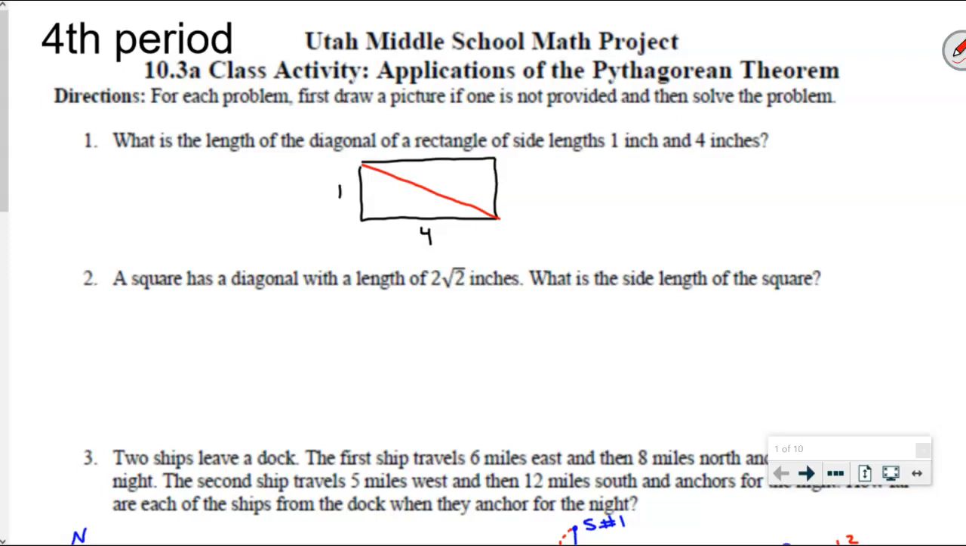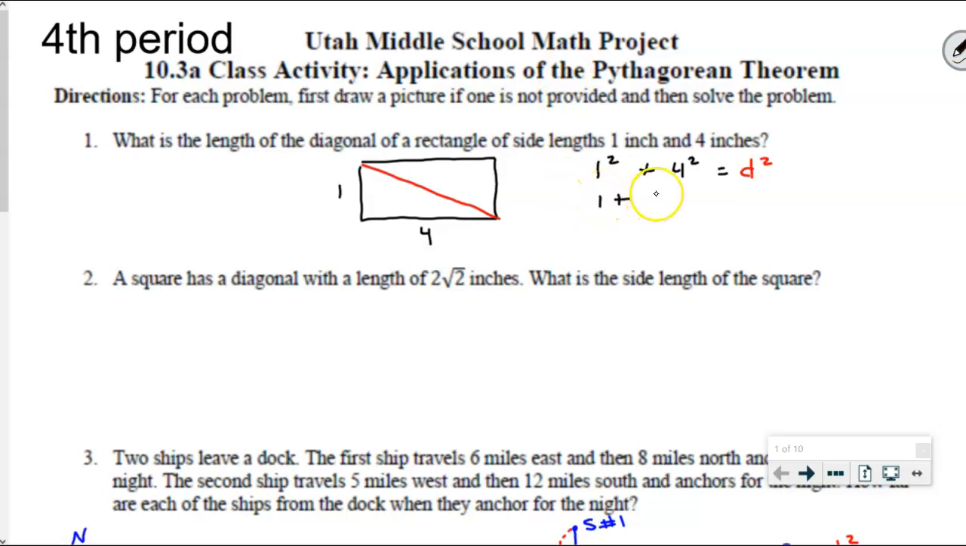Do you see your right triangle now? Yeah, pretty easy, right? Go ahead and solve this. Again, I've got a leg, 1, which is going to be squared, plus another leg, 4, which is going to be squared. Leg squared plus leg squared is equal to the hypotenuse squared, or I'm going to call it the D for diagonal squared.